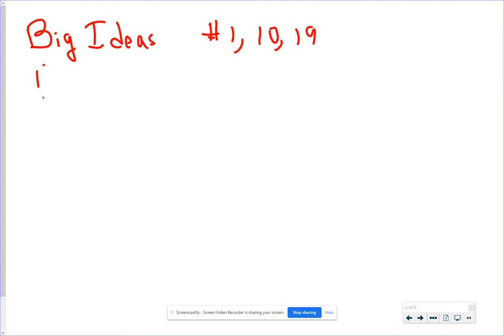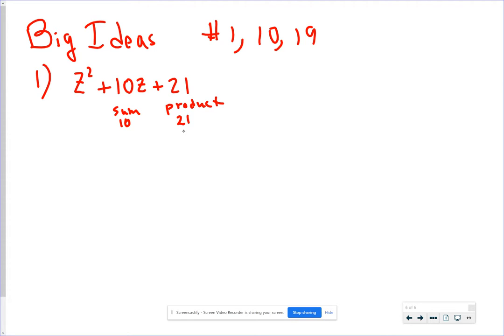So in problem number 1, we're now in the Big Ideas assignment. And you do need to show work on the assignment. z squared plus 10z plus 21, and we're supposed to factor that quadratic. Degree 2 polynomial in one variable is a quadratic. We're going to factor that quadratic. So remember what we need. We need 2 numbers whose product is 21 and whose sum is 10.